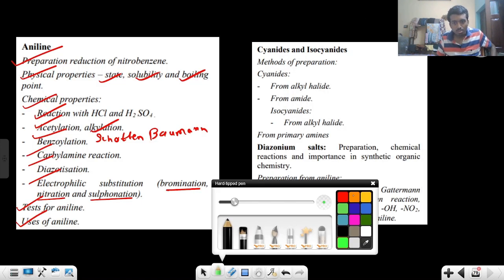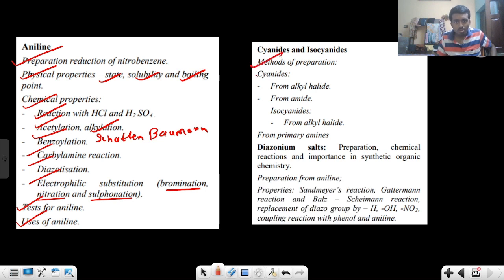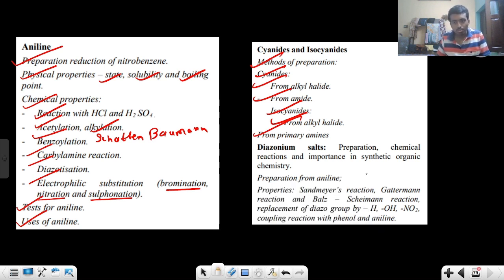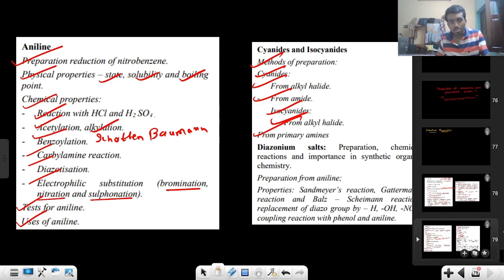So let us check what we have done now. Method of preparation: cyanide, alkyl halide, amide, isocyanide, alkyl halide, done. Primary amine done. The diazo is left. Diazo I will do now. Now let us go to diazo. Only we are left with this much part.